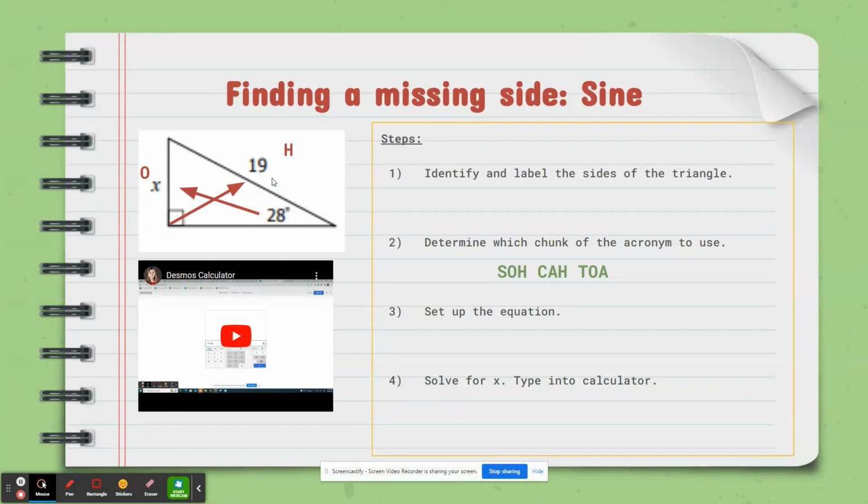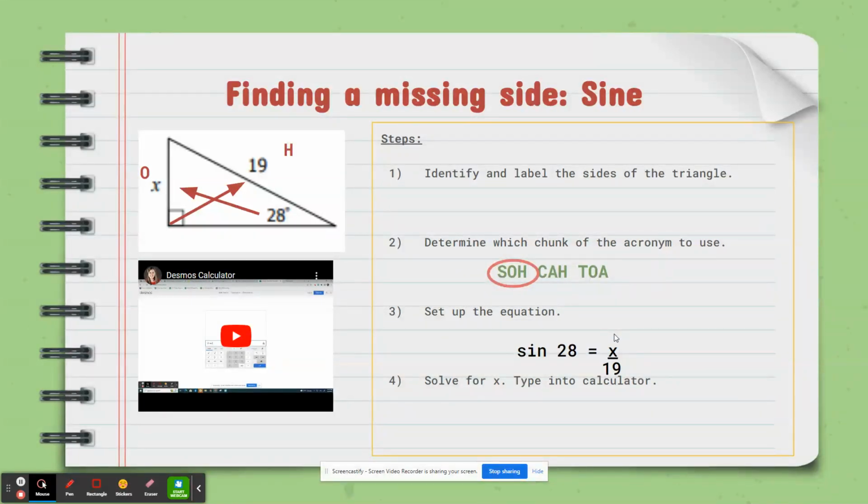So using what we have, O and H, we can determine which trig function to use. In step 2, ask yourself, which of the three-part acronym uses both O and H? SOH has both O and H in it. Therefore, S stands for sine. In the third step, we will be setting up our ratio from the beginning of the lesson. The angle measure always comes after the trig function. So we will write sine 28 is equal to the opposite over the hypotenuse, which is x over 19.